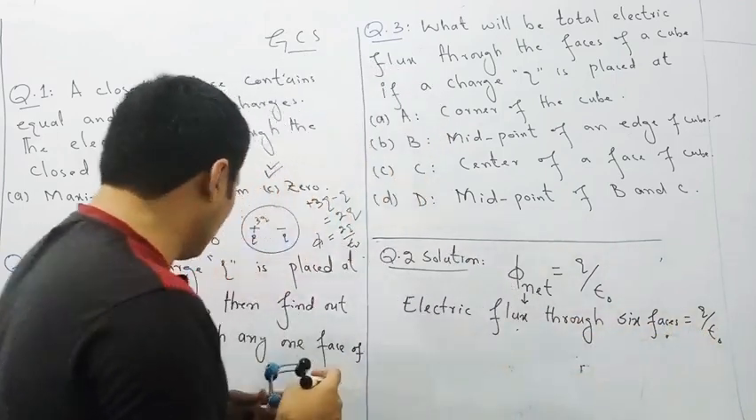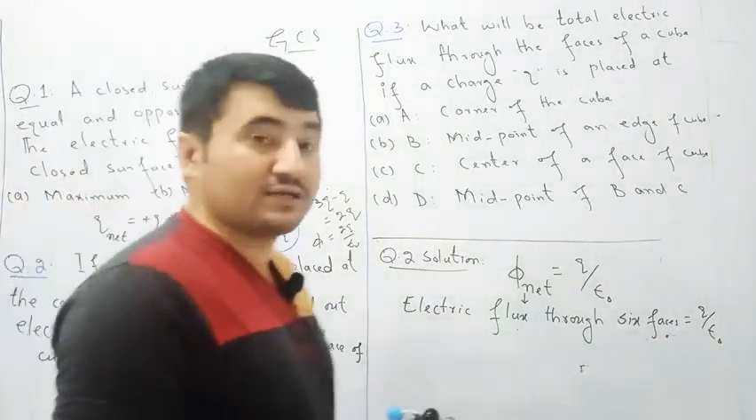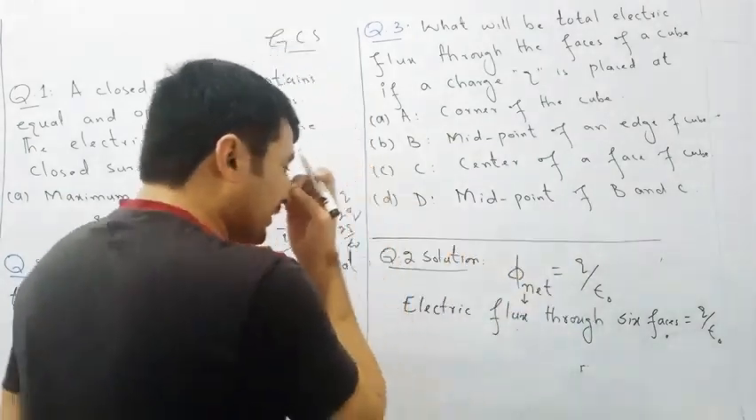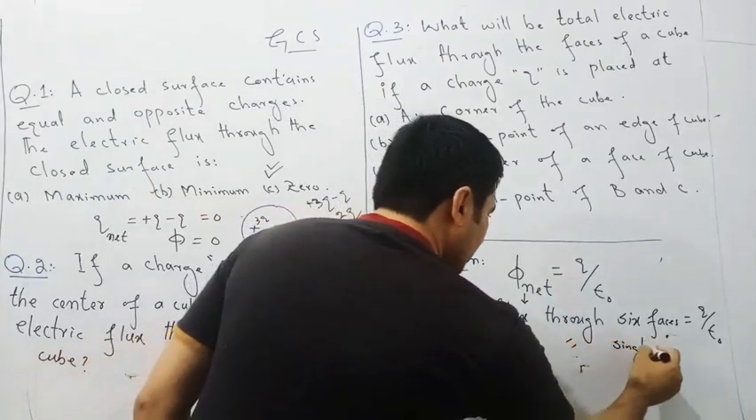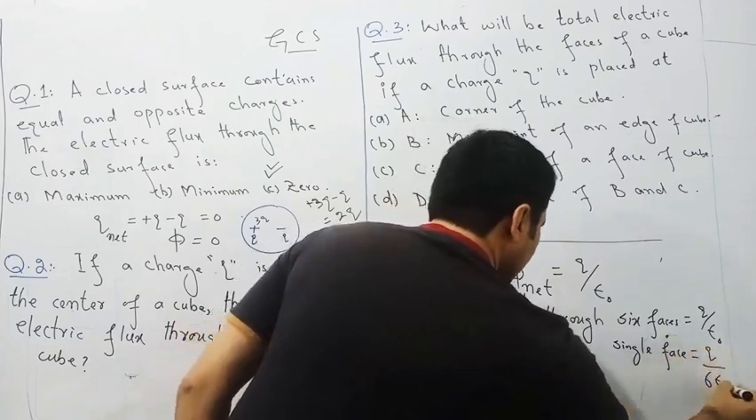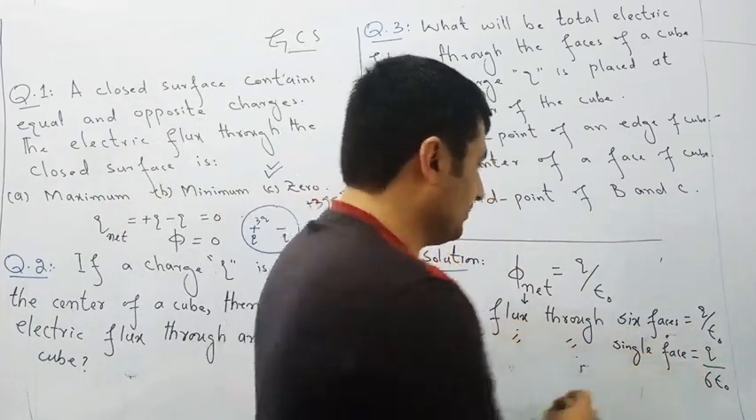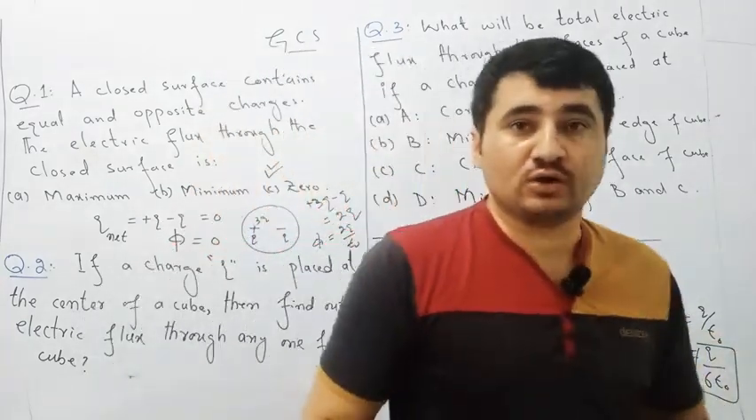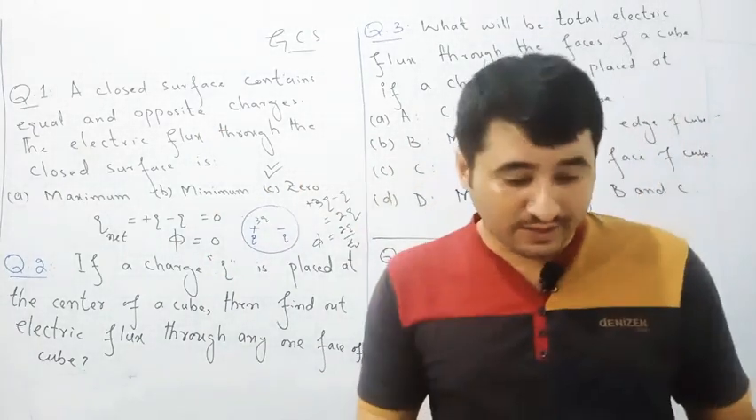So what do we have to find out? We have to find out the electric flux through any one face. One face से हमें electric flux find out करना होगा कि इस face से electric flux क्या होगा. So you can easily find out that the electric flux through a single face is equal to Q divided by 6 epsilon naught. You divide it by 6. Clear? So single face से फ्लक्स क्या होगा, Q divided by 6 epsilon naught. Clear? From all the 6 faces you have Q by epsilon naught, so just divide it by 6.